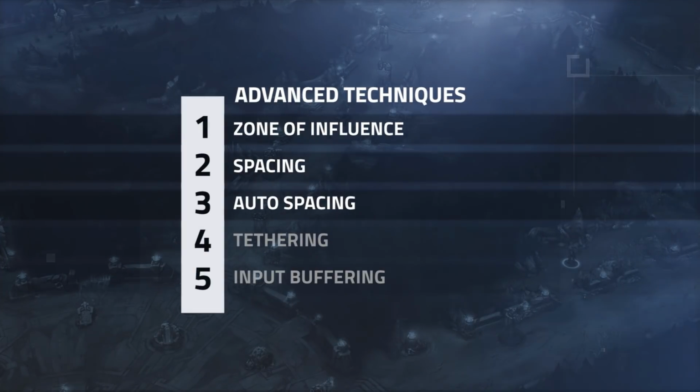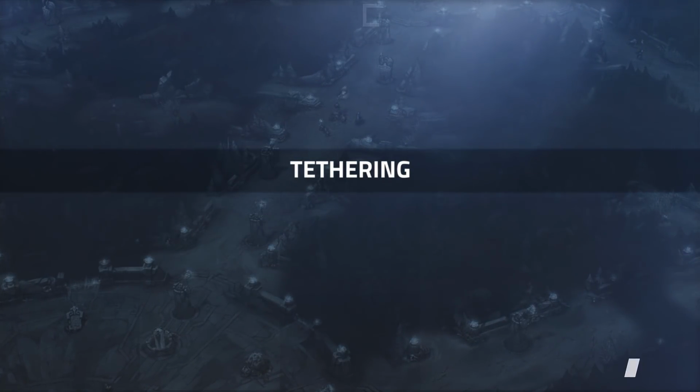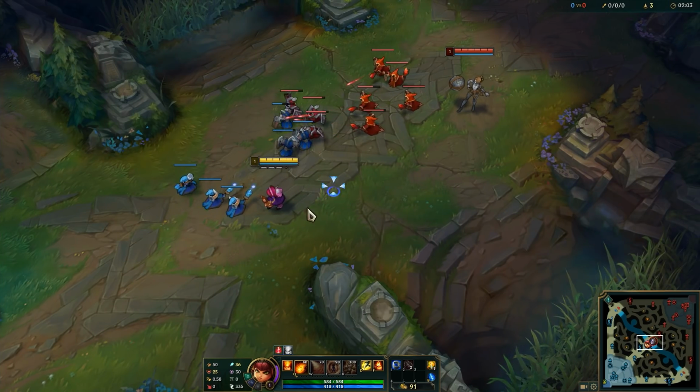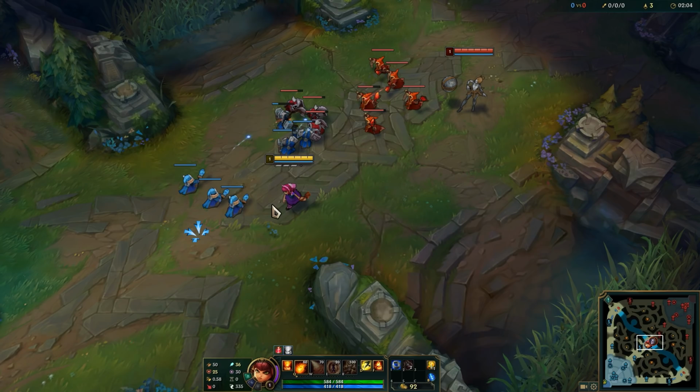Great, so you now understand the zone of influence, spacing, and auto spacing. This allows us to move into an even more advanced concept, tethering. To understand tethering, let's again look at the Orianna and Annie matchup. So Orianna has a range advantage in her zone of influence with 1000 range. Annie will look to space properly by standing just on the edge of this range. However, let's say Orianna doesn't cast her ability and instead moves forward 50 units. What should Annie do?